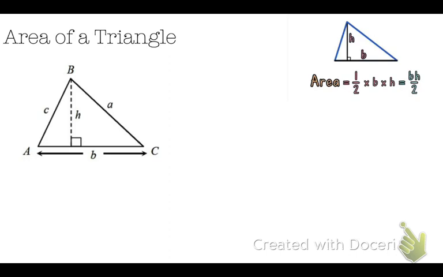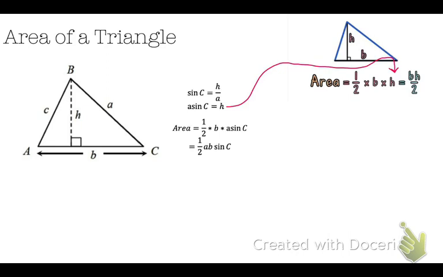Okay, so say we just have a triangle ABC. Well, we can drop a height. Then let's find sine of C. Sine is opposite over hypotenuse, so that would be H over A, which I could solve for H. So A sine of C equals H. Then in this equation over here, I could plug H in right there. So this would be 1/2 B times A sine of C, which if you rearrange a little bit, is 1/2 AB sine of C. And you could use that to find the area of any triangle.